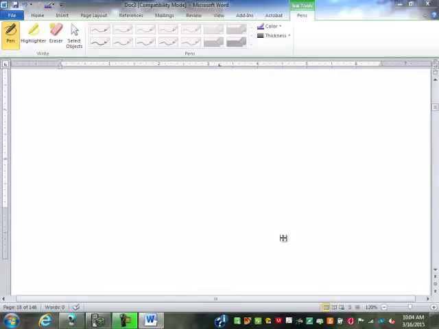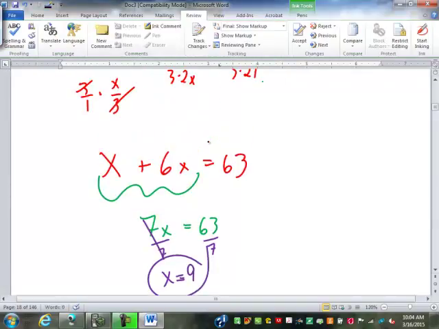Okay. Sure. Got x plus 6x equals 63. So this is, remember, this is a 1x. 7x. So 1 and 6 make 7. Yep.